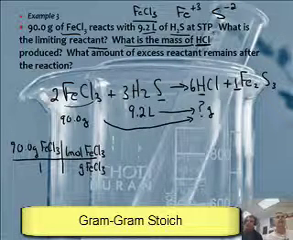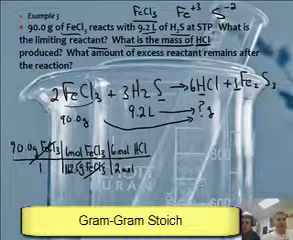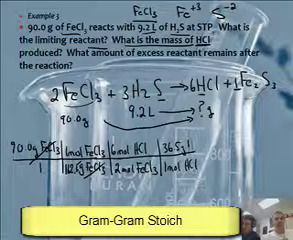56 plus 71 plus 35 is like 162.5. So 162.5 grams of FeCl3. Now we're going to do the mole-to-mole ratio, and there will be 6 moles of HCl to 2 moles of FeCl3, and the grams of HCl would be 36.5 grams of HCl to 1 mole of HCl.